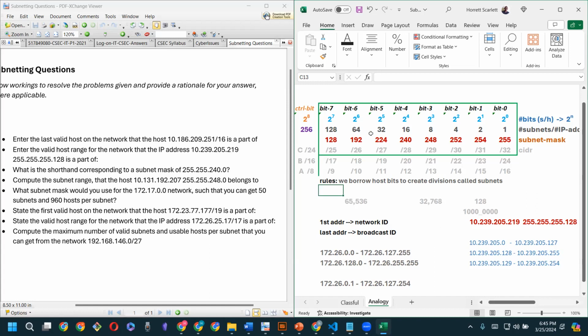Sir, I don't understand what you just said. You said 2 to the 6 is 7? I'm confused. No, he's saying 2 to the power 6 is the 7th bit. Okay. Yeah, is that clear? Yes, sir.